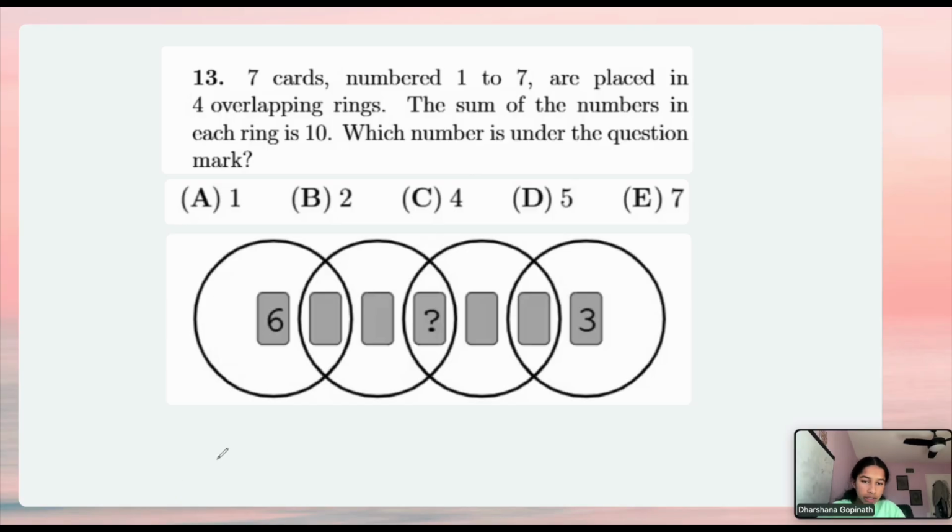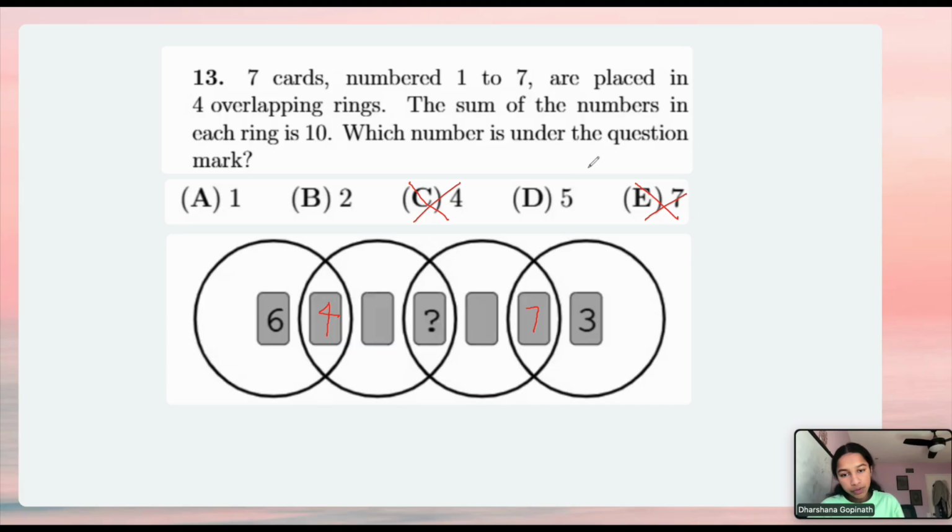So with the circles that have 2 numbers, we can easily find out what the other number that's left is. Since each circle is supposed to add up to 10, we could say that this circle has a 4 in it because 6 plus 4 is 10. And then this circle has a 7 in it because 3 plus 7 is 10. So the answer is obviously not option C or option E.